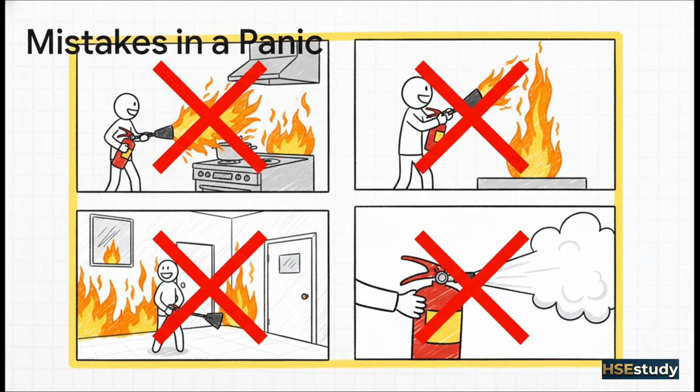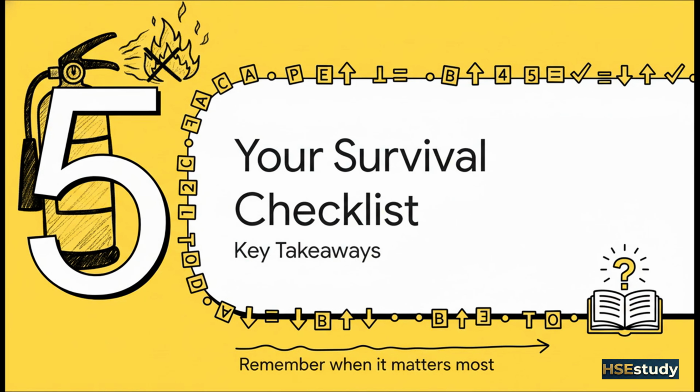So here's where it all goes wrong. People grab a water extinguisher for a grease fire, which causes a huge flare-up. They aim at the pretty orange flames way up high, instead of the fuel at the base where the fire lives. They panic and squeeze the handle with all their might, emptying the entire extinguisher in 3 seconds. But the biggest mistake? Trying to be a hero. If a fire is blocking your only way out, or it's just getting too big, your job is to get out and call for help. Period.